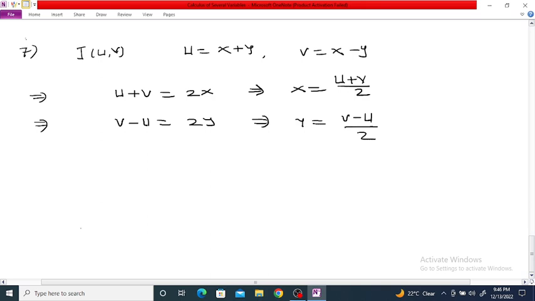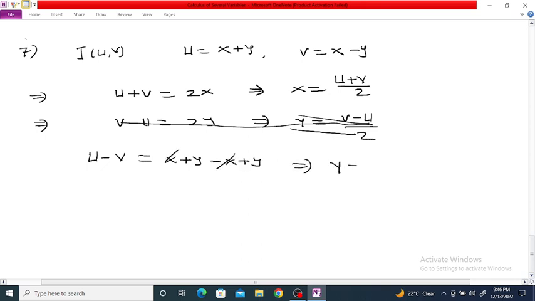So u minus v, sorry, not v minus u, this is wrong I think. If we take u minus v, then it is equal to x plus y minus x plus y, so x will get cancelled here, and y is equal to (u minus v) divided by 2. So this is y and this is x.